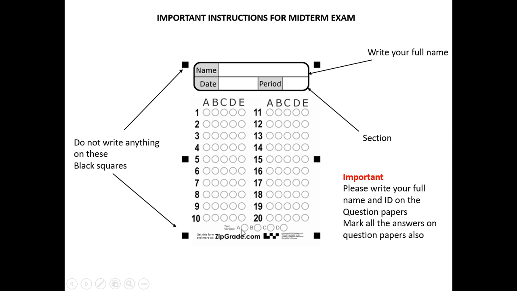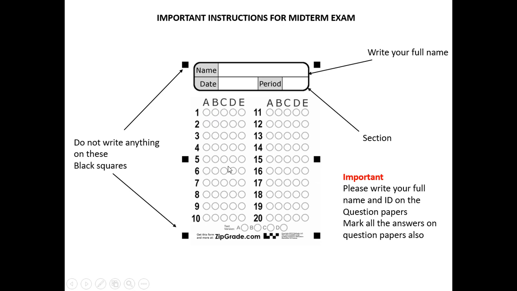Here you have to pay attention to a few things. One, you have to write your name very clearly. Second, in the date, write the date of your exam. In the period, don't write the period, rather you have to write your section number. You have to be very careful, because if you don't write the section number, then there will be a problem while I am looking for your name, because here there is no option for student ID. So your name and your section number is the most important information.